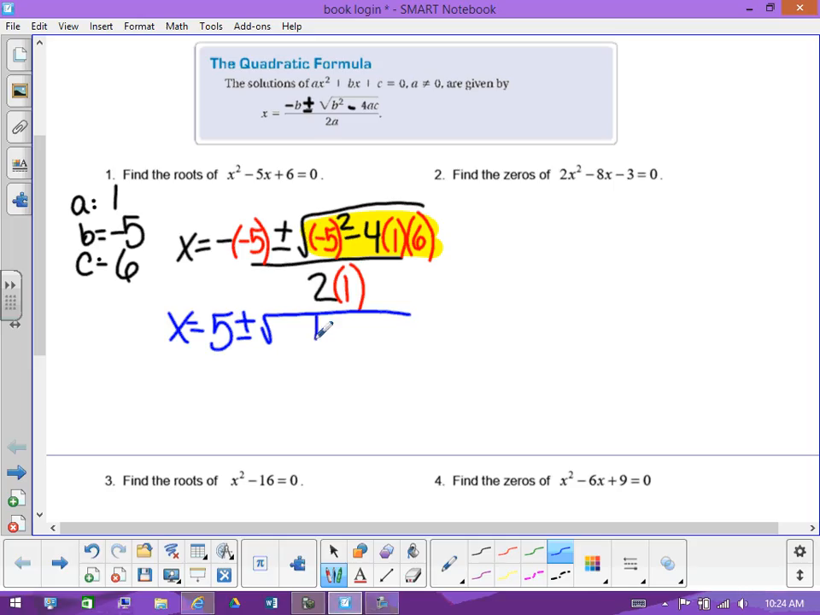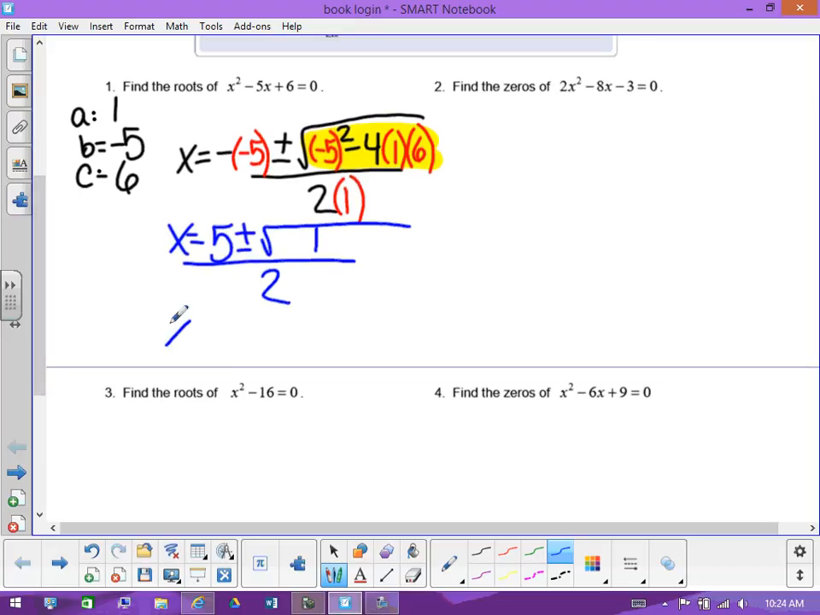Okay, so we know that's 1 here. What's 2 times 1 on the bottom? 2. So, simplify your expression. Okay, let's go a step further. What is the square root of 1? The square root of 1 is 1.